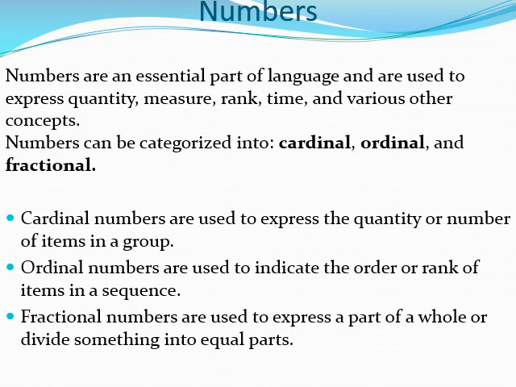Cardinal numbers are used to express the quantity or number of an item in a group. Those are normal numbers. Ordinal numbers are used to indicate the order or rank of items in a sequence. So, right? And we'll look at examples. Fractional numbers are used to express a part of a whole or divide something into equal parts.